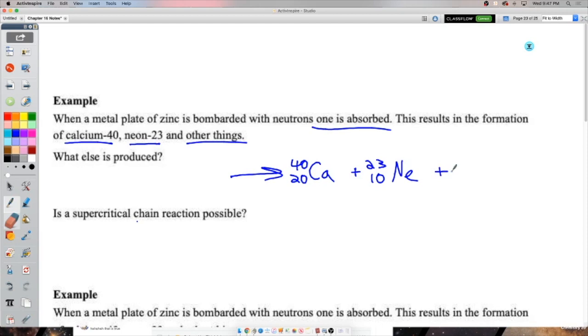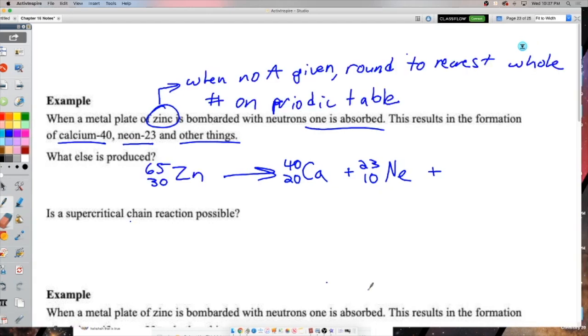Okay, now I want to come back to the zinc here. Important note, they didn't say which isotope of zinc. When that happens, always go to your periodic table and round to the nearest whole number for the atomic mass. So zinc has an atomic mass of 65.41, so we're going to round to 65. Okay, and then the other thing the question told us is that it was bombarded with neutrons, right? One is absorbed, so add a neutron as a reactant, which is just one nucleon with no charge.